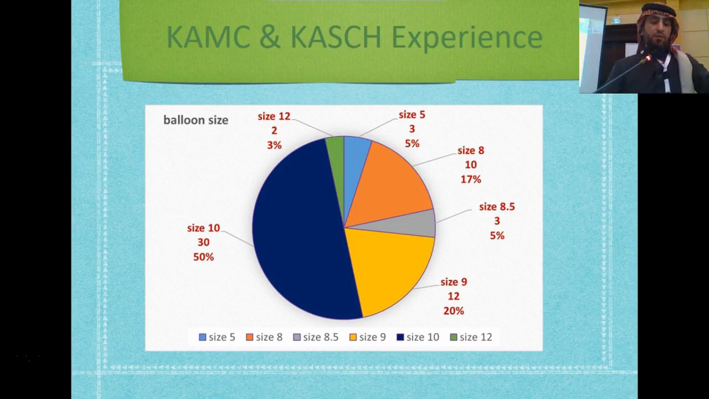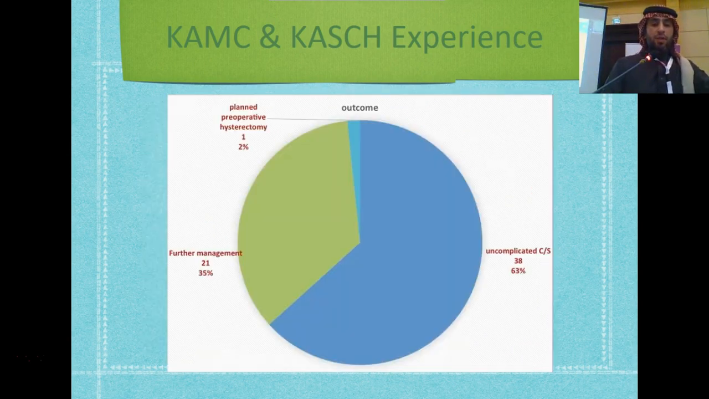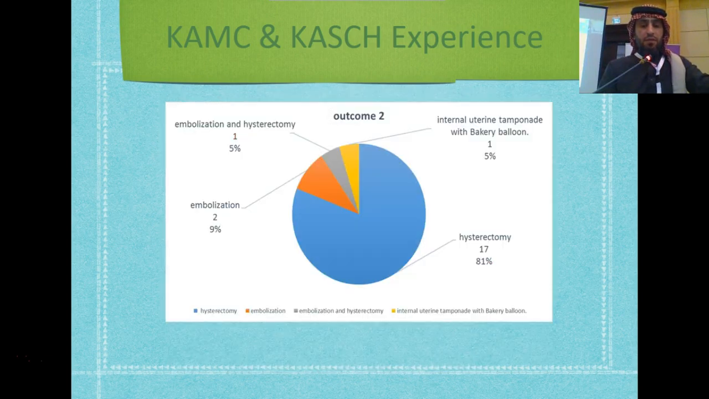This is the balloon size that we are using. Sometimes we use a big one, sometimes 10 millimeters, sometimes smaller, depending on the size of the artery. In these 60 patients, 63 of them got an uncomplicated C-section, in most of the cases. Some of the group got further management, like embolization and hysterectomy, or intrauterine tamponade, or ended up with hysterectomy. But our success rate is 63, which is very acceptable.